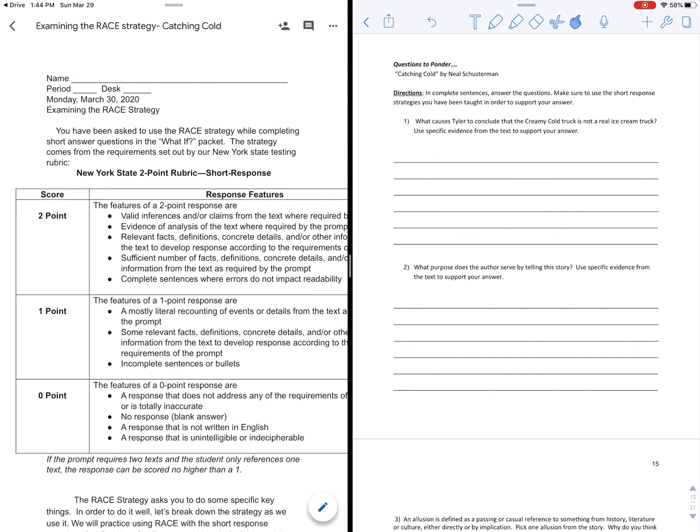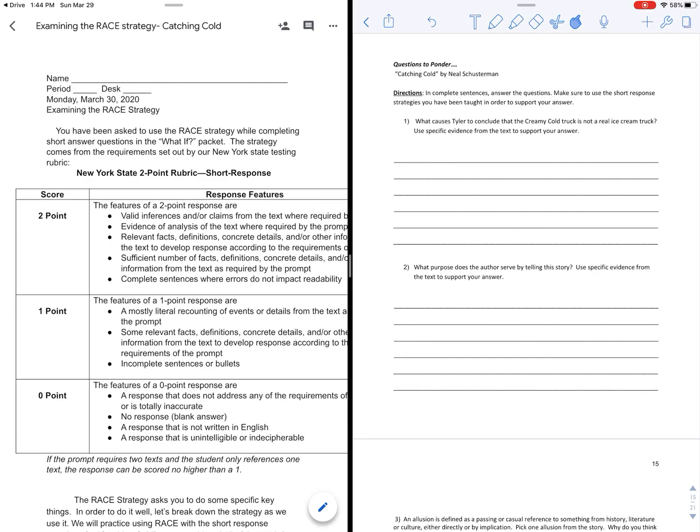Now, in Google Classroom, you will find that there is a file called Examining the Race Strategy Catching Cold. It is not bonus work. It's not extra work. It actually is here designed to show you how to answer the questions that are on pages 14 and 15 of your packet.